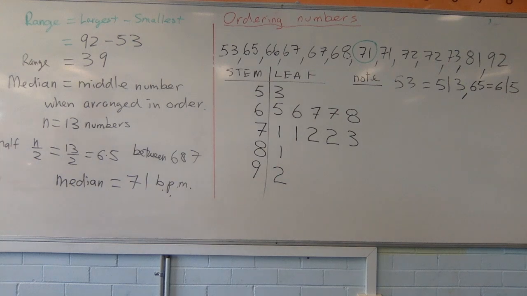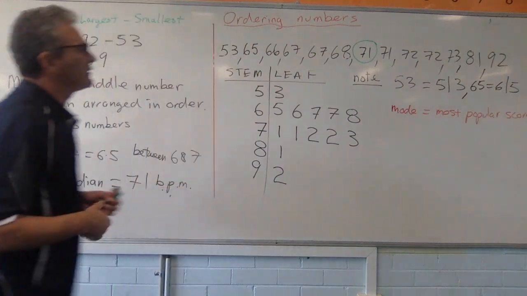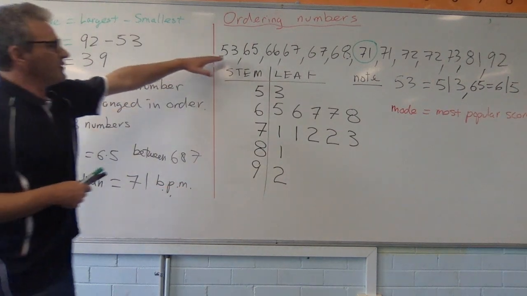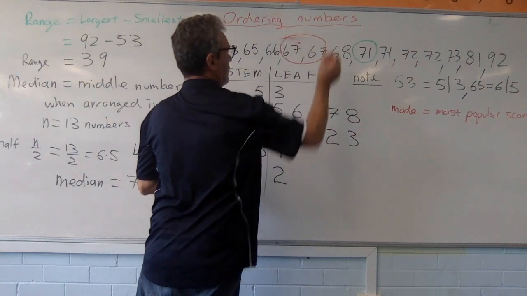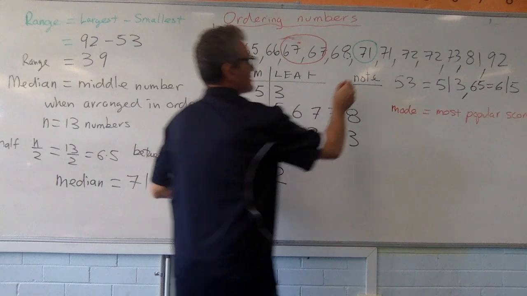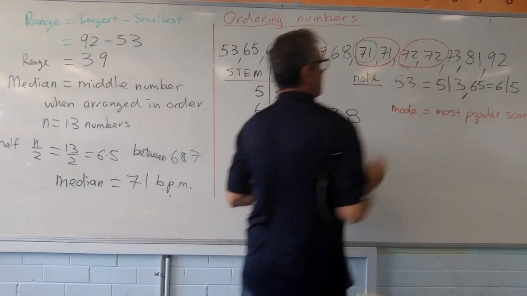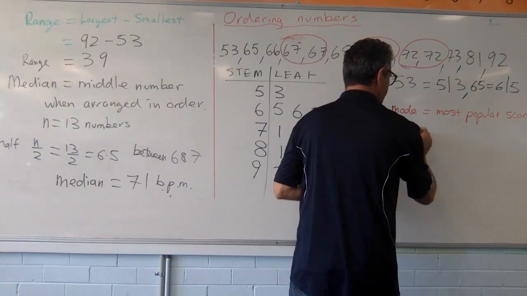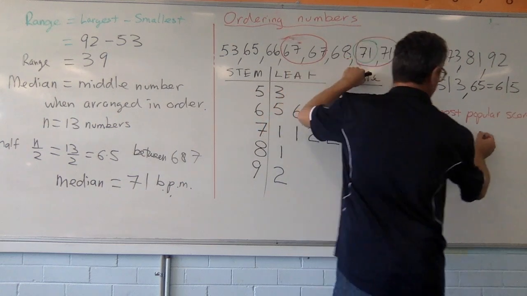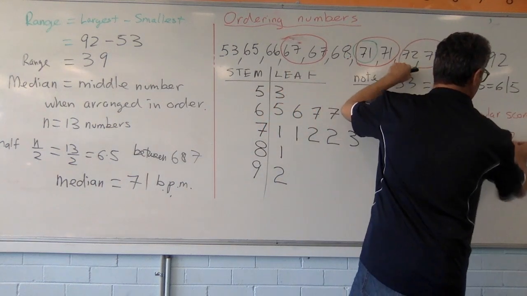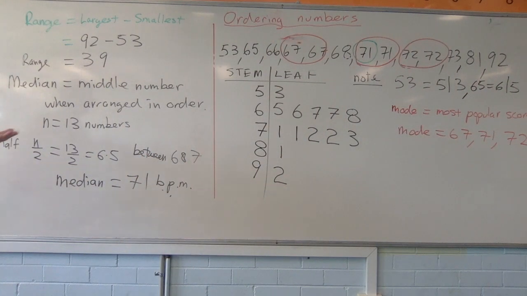We're going to look at the mode now. The mode is the most popular score. Let's write that down. Alright, let's look at what the most popular score is. What are these numbers here? Well, we've got two 67s, so we'll circle that. I've got two 71s, so we'll circle that. And two 72s. The mode here has 3 answers. 67, 71, and 72. So we just found out the mode has 3 modes.